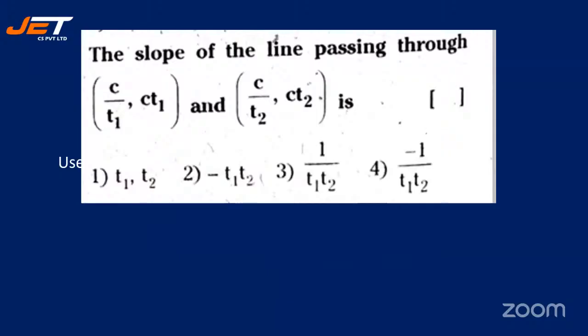The slope of the line passing through (ct1, c/t1) and (ct2, c/t2) is what? Yes, I remember doing this sum, so I'm going to leave it to you. The slope will be y2 minus y1 by x2 minus x1. Right? Yes. Now with this, you'll be able to give me the answer. Quickly do it and give me the answer, students.